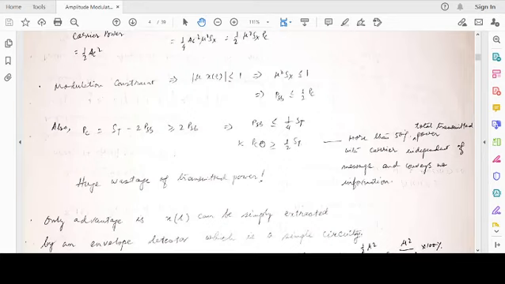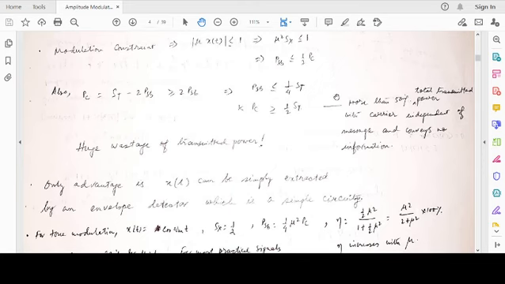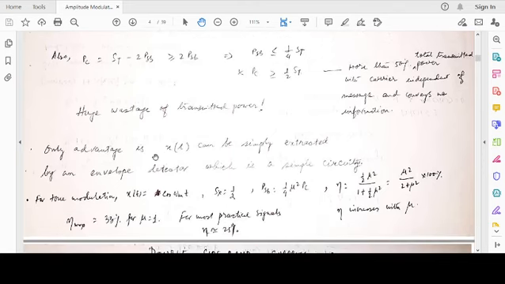Now the carrier does not contain the message. It is independent of the message and it conveys no information. The information is contained only in the sideband, any one sideband. You do not need both. So it's a huge wastage of transmitted power. Amplitude modulation is an extremely simple, very primitive scheme, very easy to implement hardware-wise and very low cost, but it's a huge wastage of transmitted power because only 25% of the total power is actually useful, and more than 50% is wasted in the carrier. So the only advantage is that XT can be simply extracted by an envelope detector, which is very simple circuitry. We'll discuss that later.